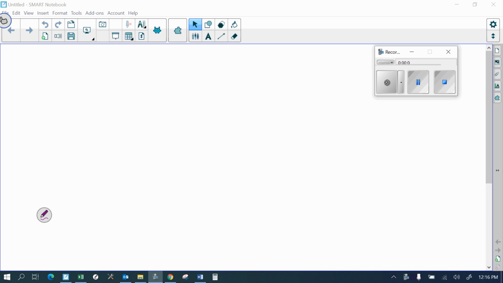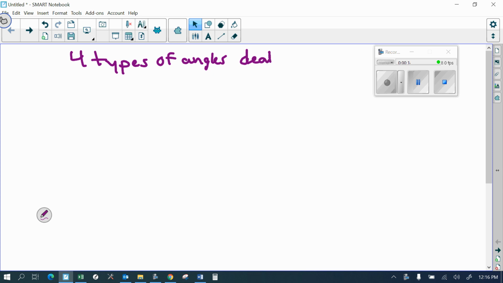Okay, students, we're going to talk about the 4 types of angles dealing with parallel lines cut by a transversal.